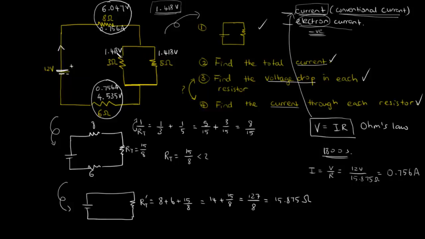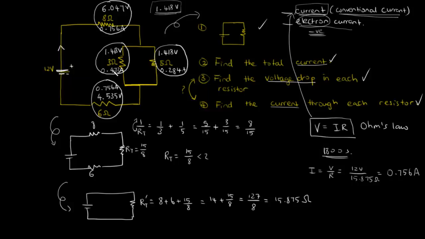And from there, you can divide this one by this one. Voltage divided by resistance is current. So I'm going to divide this by this and see what I get. 1.418 divided by 3 gives me 0.473, and that's the amount of the current. And I'm going to divide this one by this, so 1.418 divided by 5, and this gives me 0.284 amps. Okay.